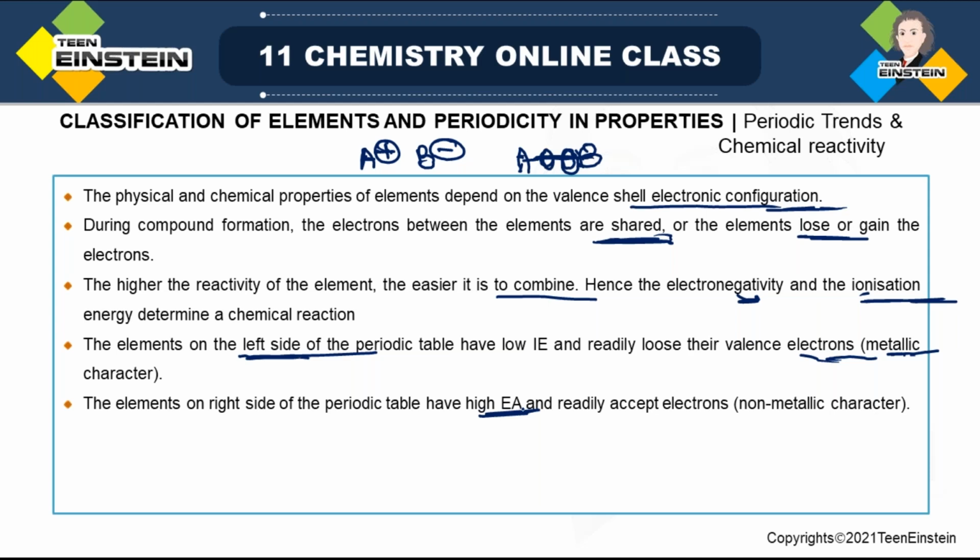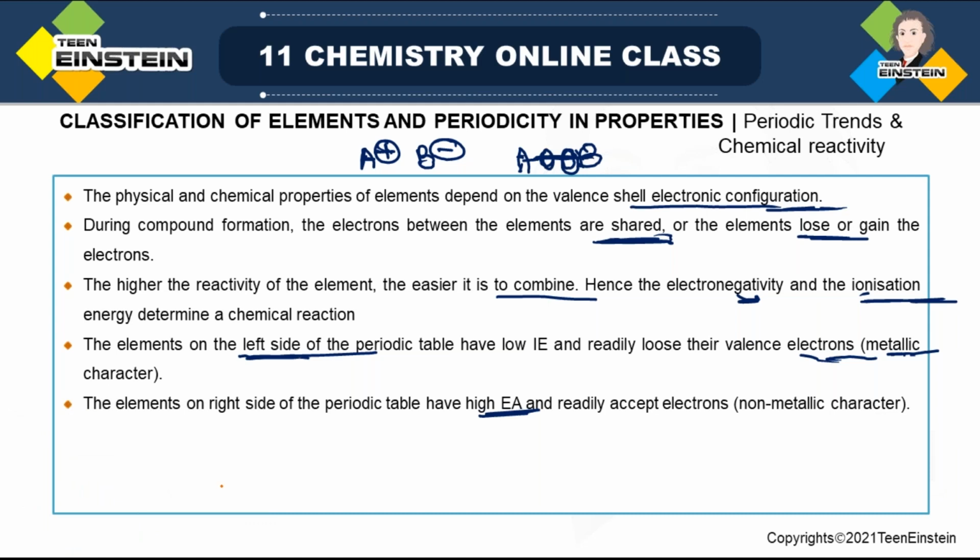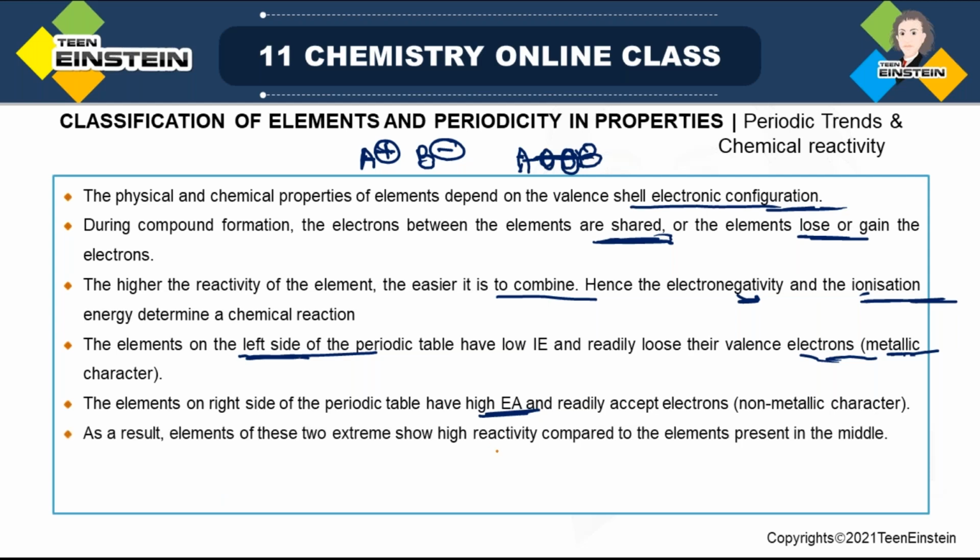So from these two statements, what conclusion can you draw? That when they form compounds between them, these two extremes, left extreme and right extreme, are very reactive extremes, right? So s block elements can easily form compounds with the non-metallic elements present on the right hand side. As a result, elements of these two extremes show high reactivity, obviously compared to the other elements that are present in the middle part of the periodic table.